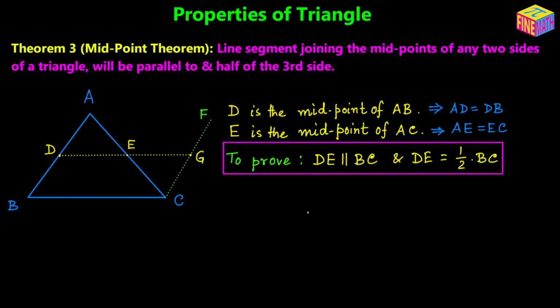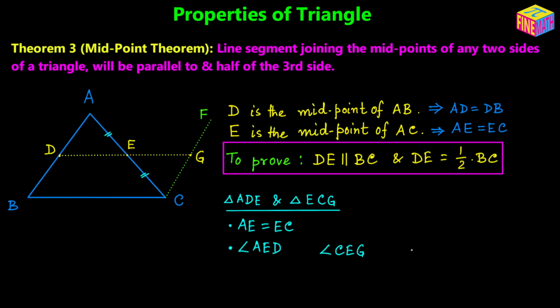Right? Now let's look at the triangles ADE and ECG. We're going to compare these two triangles and try to find some similarity. Between these two triangles, we can clearly see that AE is equal to EC because E is the midpoint of AC, and let me make a note of that right here. And if you think about angle AED and angle CEG, they are vertical angles, so they will be equal in size. So angle AED and angle CEG will be equal, and I'm going to use an equal sign right here.